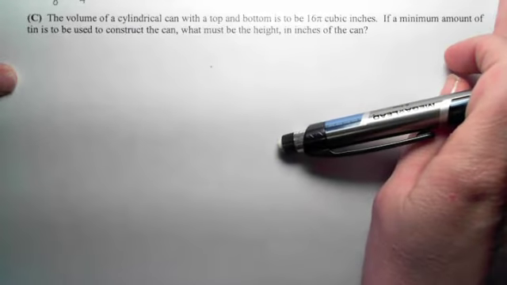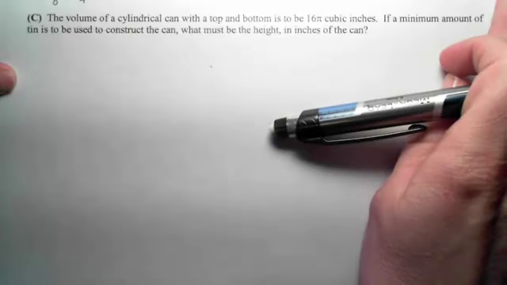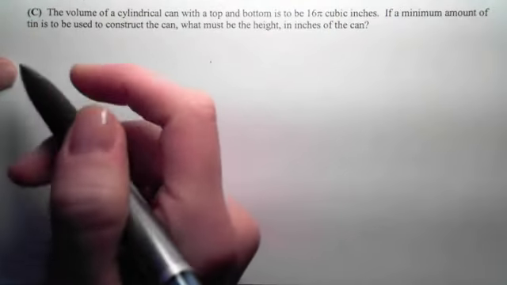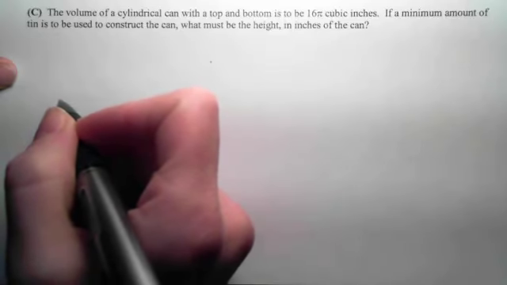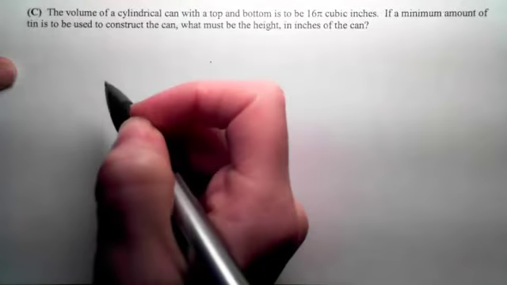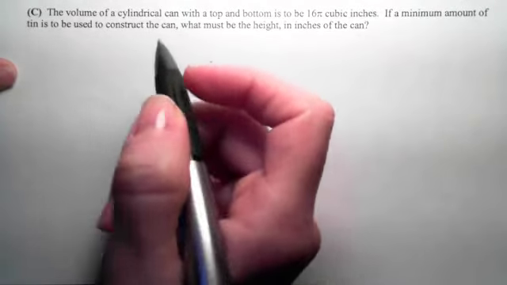This is the 4.4 to 4.7 review. Number 4, calculators are not allowed, part C. This one we have the volume of a cylindrical can with the top and bottom is to be 16 pi cubic inches. The question is, if a minimum amount of tin is to be used to construct the can, what must be the height in inches?